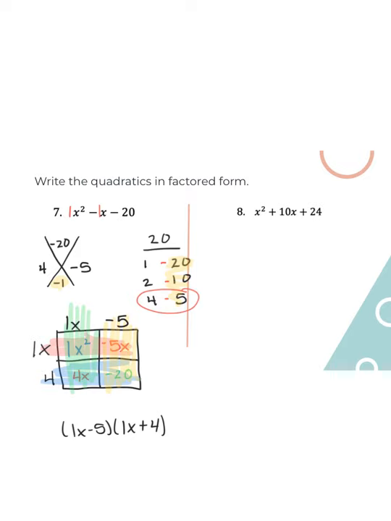Okay, last one, number 8. Set up your x. Multiply your a times your c. 1 times 24. I get 24. My b is a 10. Put 24 on the side. And a 1 and 24. 2 and 12. 3 and 8. 4 and 6. There's no 5, and then I'm back at 6. So there we go. So I have to get to 10. Well, 4 and 6 fits that bill. So 4 here, 6 there.